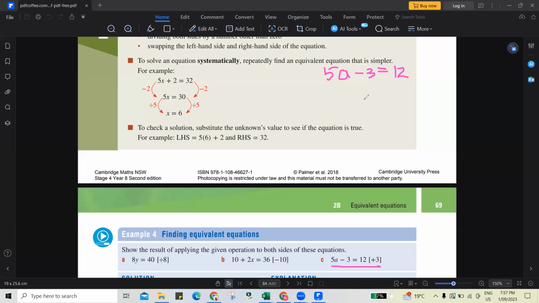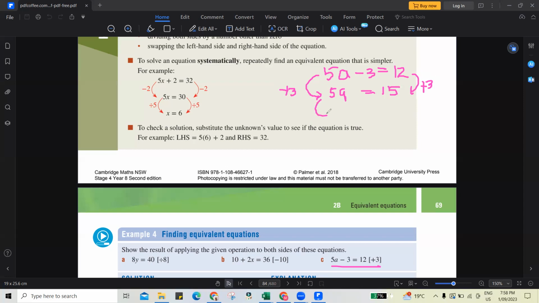5a minus 3 equals 12. What is first step? Plus 3 or minus 3? Plus 3. Do the both sides same, plus 3. Then this is 5a because minus 3 will cancel. 12 plus 3, 15.